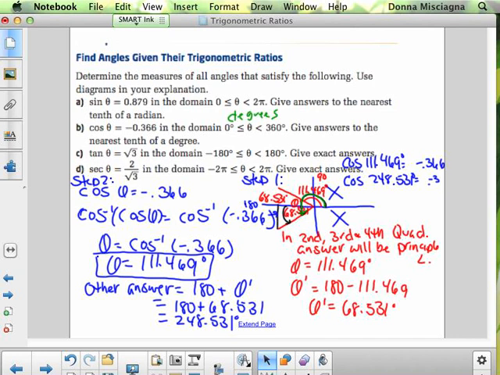Just don't have quite enough space. So there's a decimal point there, it's just in a weird spot. There we go. All right, so our two answers are 111.469 degrees and 248.531 degrees. And there we go.